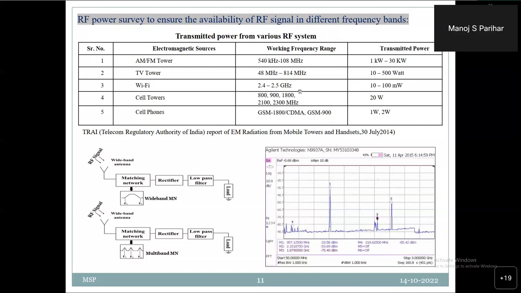To find out the power level, we can design a wideband antenna followed by a wideband matching network, or use a multi-band matching network. Again, this is the practical demonstration of your available signal strength. You can see here the signal strength at different frequency bands.